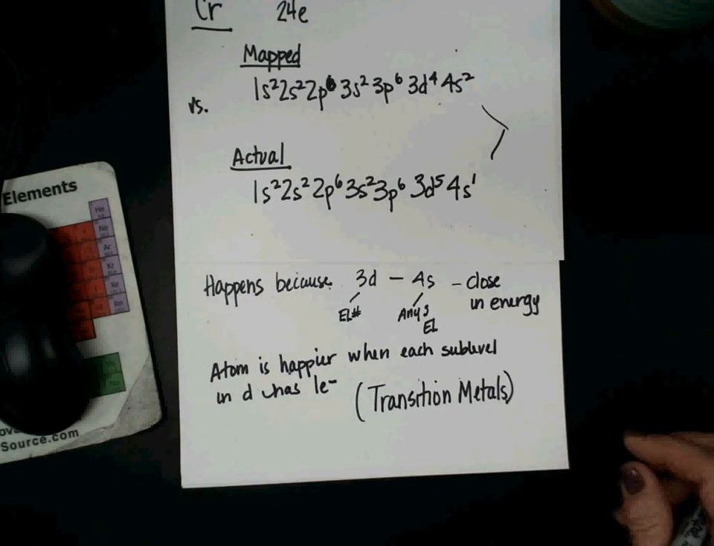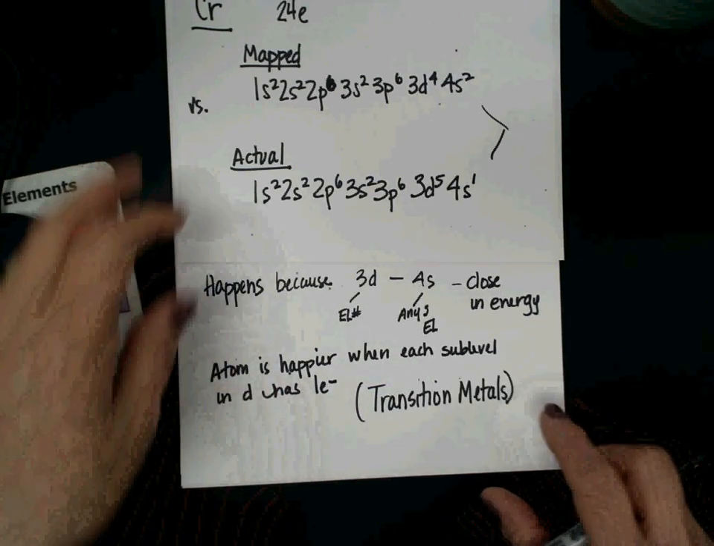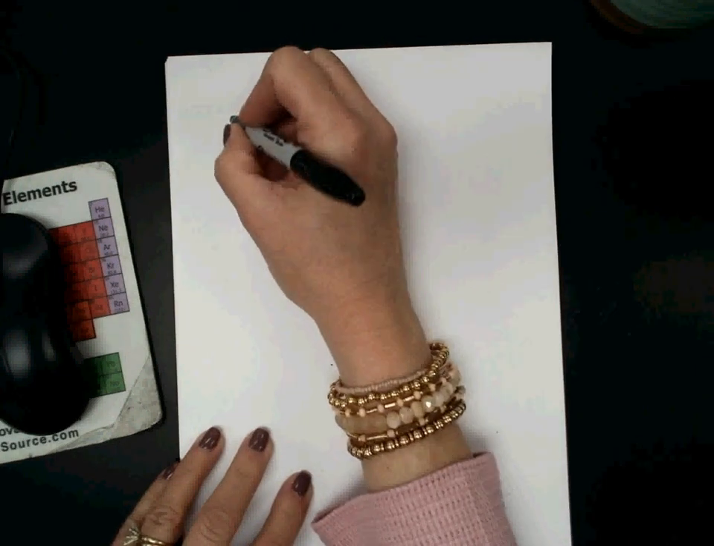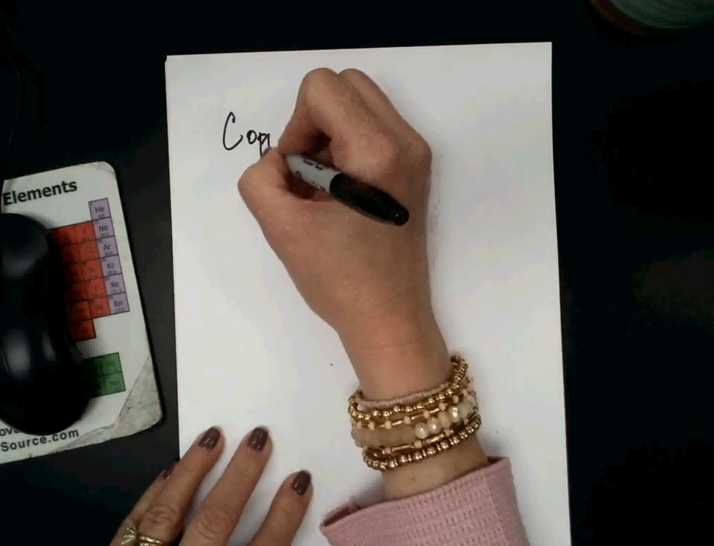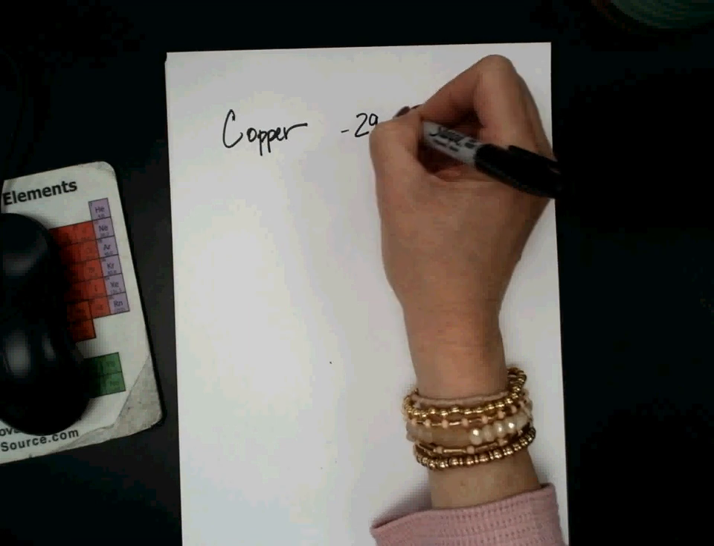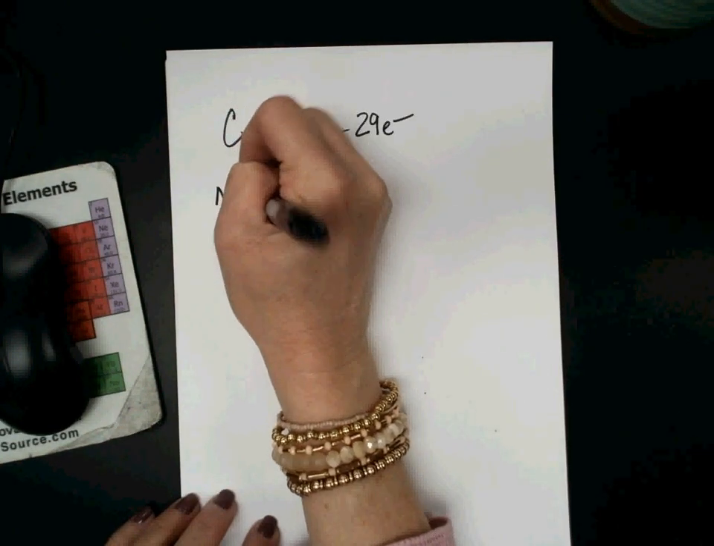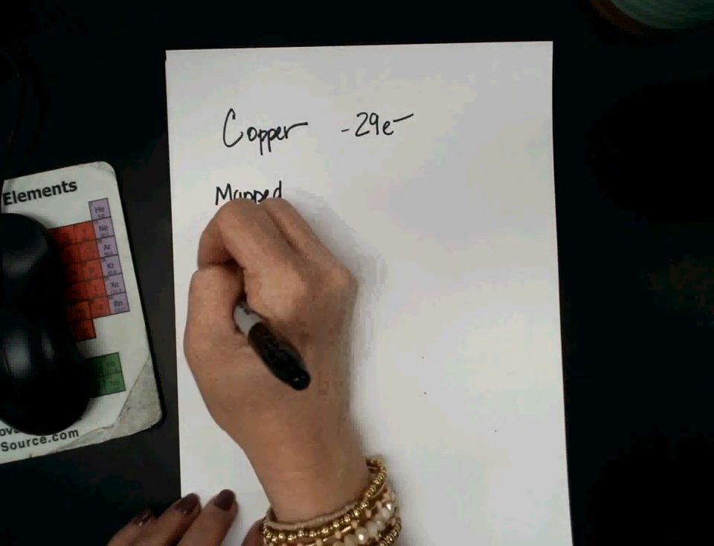All right, find copper. And I want you to map copper real quick. And you can just do your orbital shorthand if you want to. When you've got it, stand up.